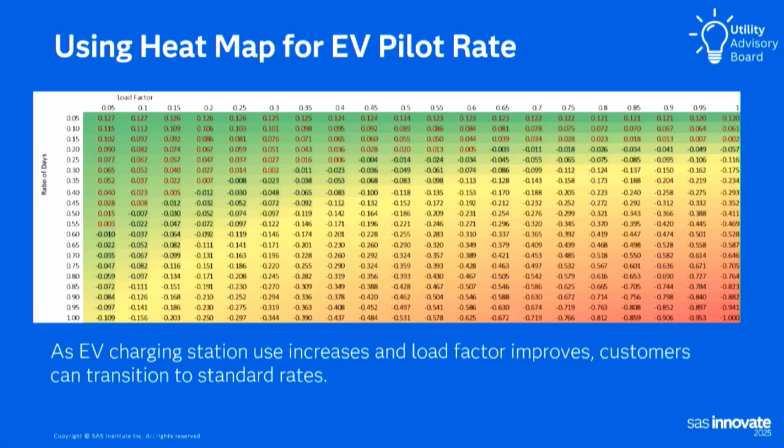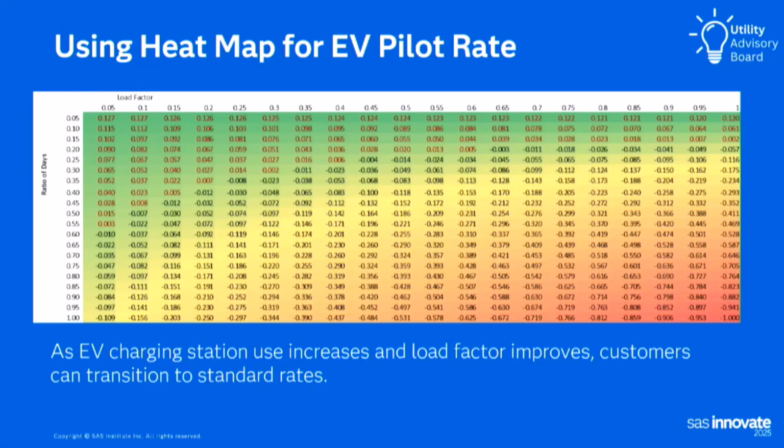So on the left side of this map, we have the ratio of days in the month. That's the ratio of days of usage that the charging station is being used. And then we have across the top the load factor. The center of the heat map represents the bill difference, with green representing savings and the red indicating increases in the bill.